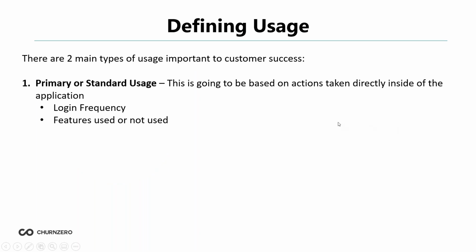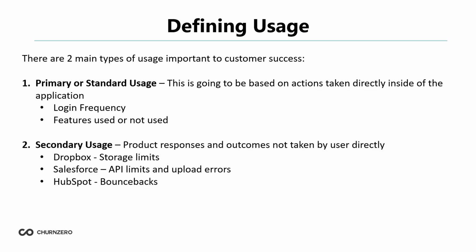So first, on defining usage, this is fairly basic, but I think there's 2 main ways to define usage. First is what I call primary or standard usage. These are very simply, what are the actions taken directly within the application? What are our customers doing? So this might be things like login frequency, features used or things not used. Very straightforward.